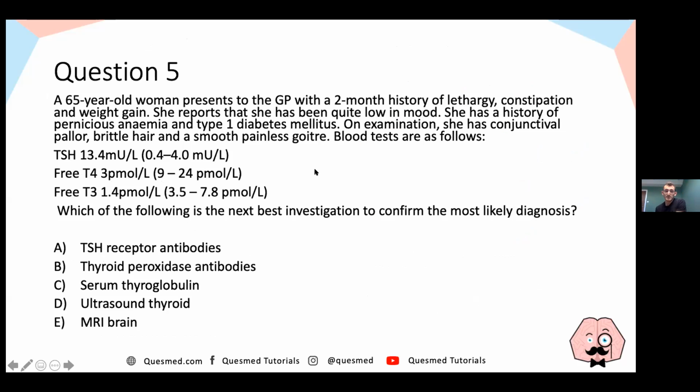So question 5, a 65-year-old woman presents to the GP with a 2-month history of lethargy, constipation and weight gain. She reports that she's been quite low in mood. She has a history of pernicious anemia and type 1 diabetes. On examination, she has conjunctival pallor, brittle hair, and a smooth, painless goiter. Blood tests are as follows. Which of the following is the next best investigation to confirm the most likely diagnosis?